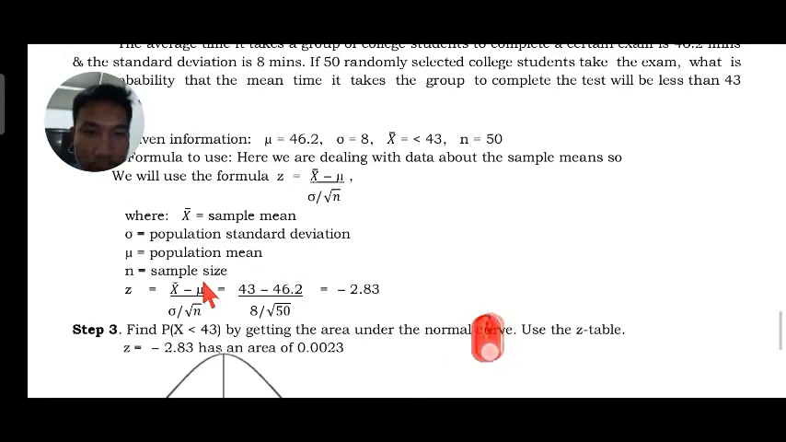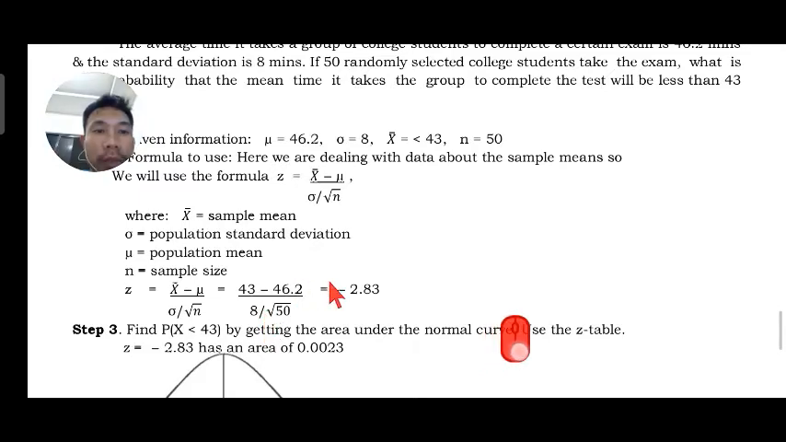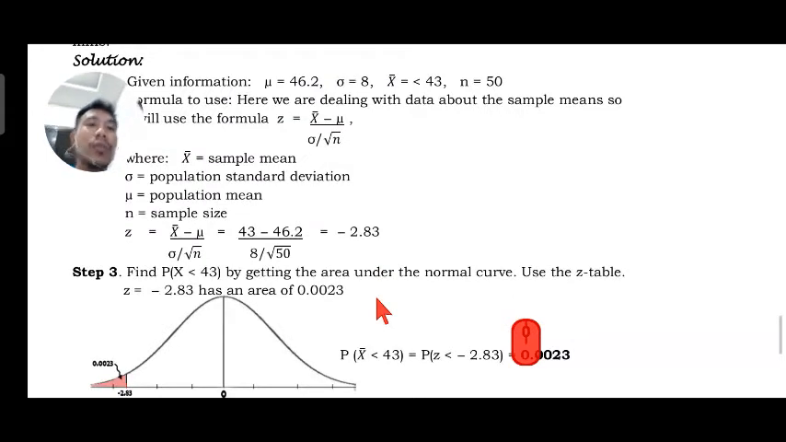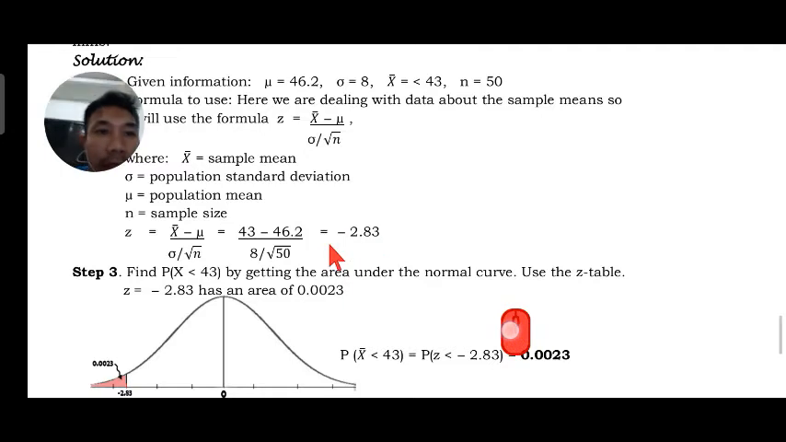So our sample mean is 43 minus 46.2 over 8 over square root of 50. That is equal to negative 2.83. So, negative 2.83, that is now our z-score. Okay, that is our z-score.